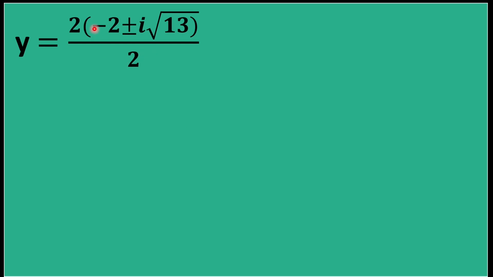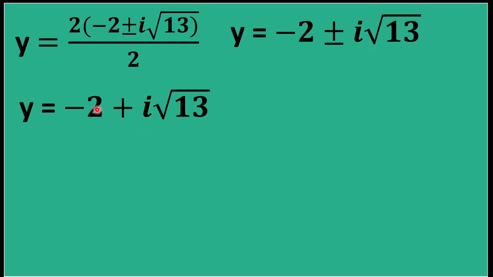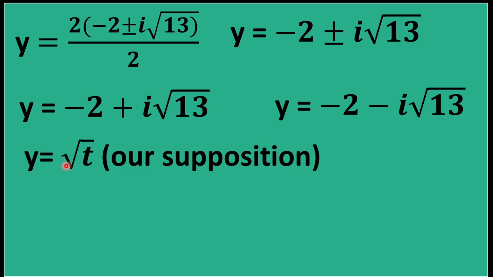And now this 2 will cancel this 2. So overall the equation will become y equal to minus 2 plus minus iota under root 13. So now we will write separately y equal to minus 2 plus iota under root 13 and y equal to minus 2 minus iota under root 13. So now we have these two values of y.